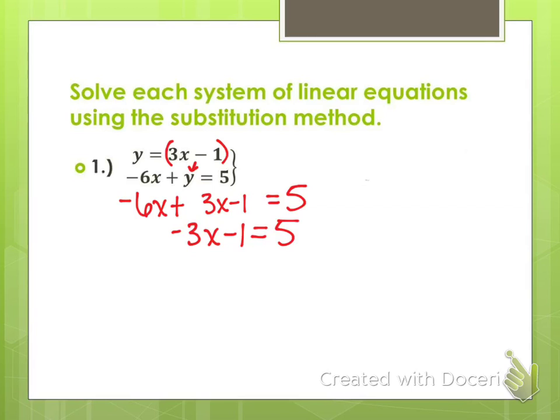Jay Sean, what would I do next? We got negative 3x minus 1 equals 5, and I'm trying to get x alone. Oh, you want x alone? Yep. What should I add? We're trying to get this x by itself. What's the first thing I need to do? Not deal with the negative 3, but I need to deal with this negative 1. Oh, add 1. Good. Add 1 to both sides. So negative 3x equals 6.